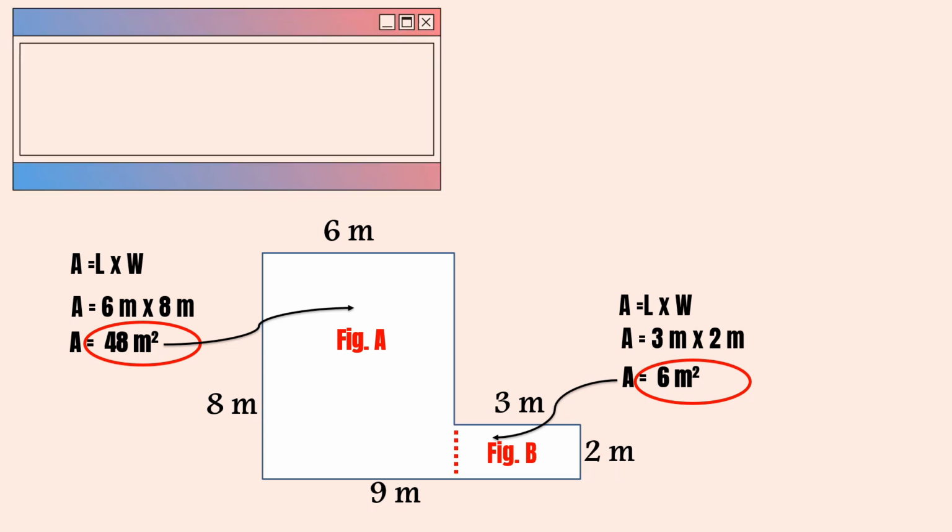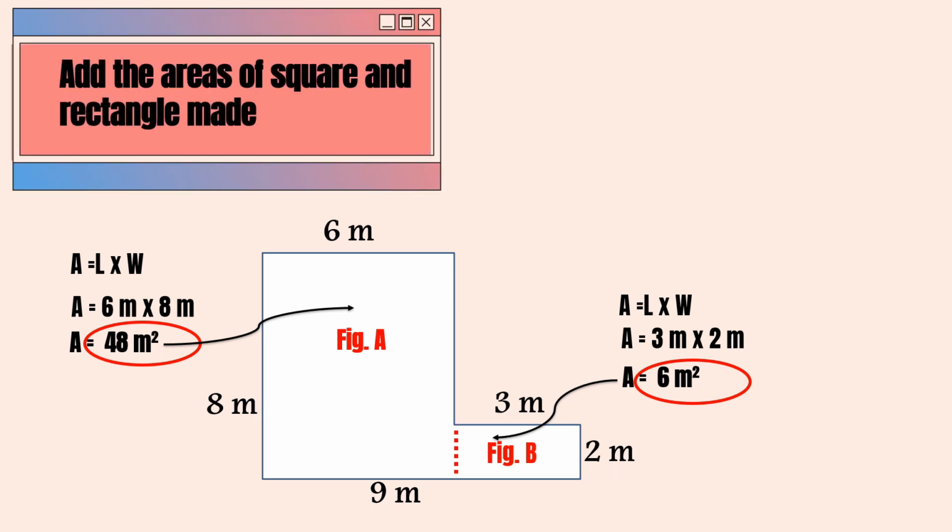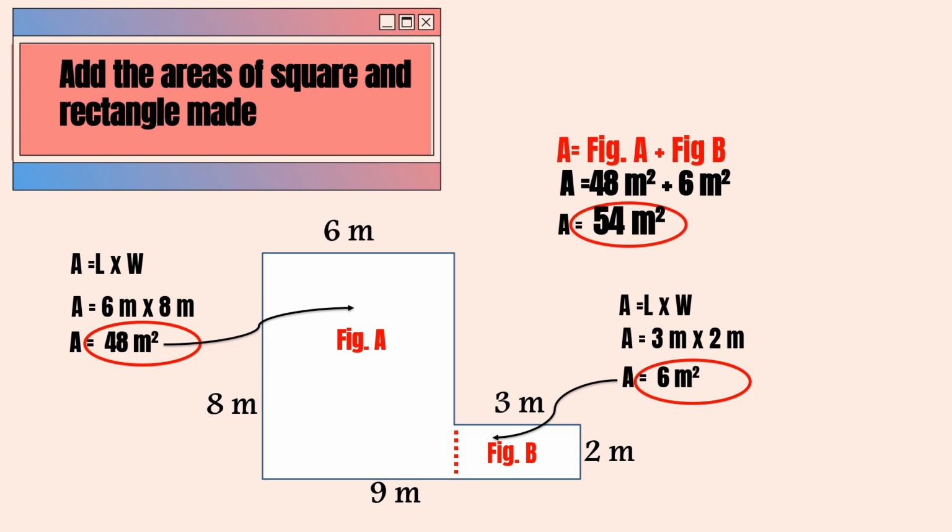Now let's proceed to the last step. You're going to add the areas of the square and rectangle made. So to get the total area of this irregular figure, all you need to do is add the area of figure A and figure B. So figure A is equal to 48 square meters plus the area of figure B, which is equal to 6 square meters. If we put that together, the answer is equal to 54 square meters. So this is now the total area of this irregular figure.